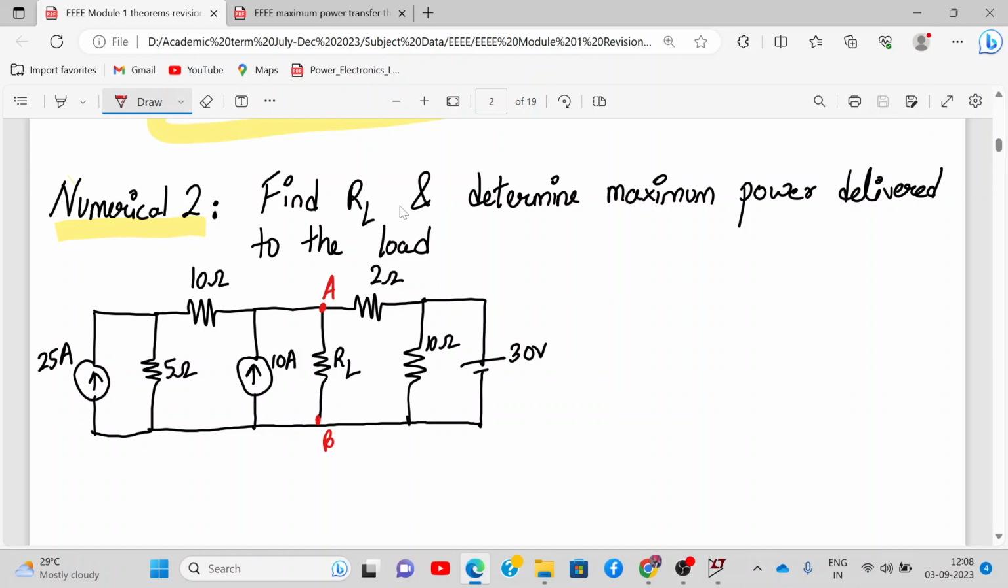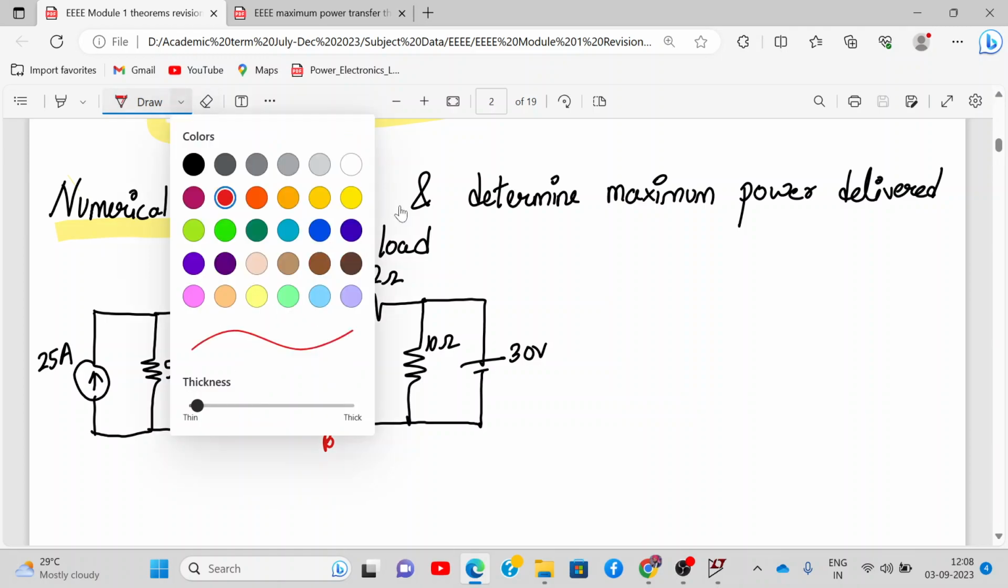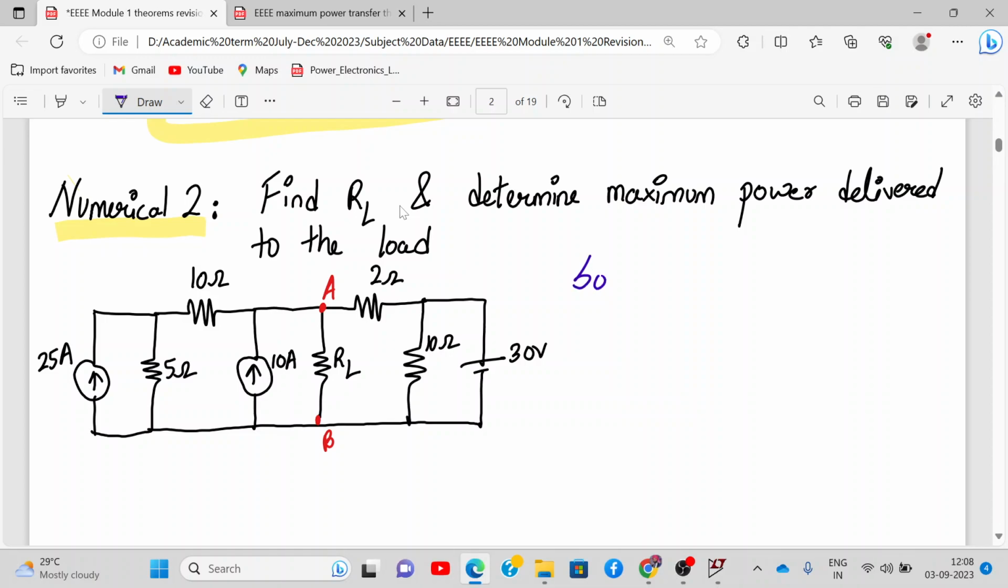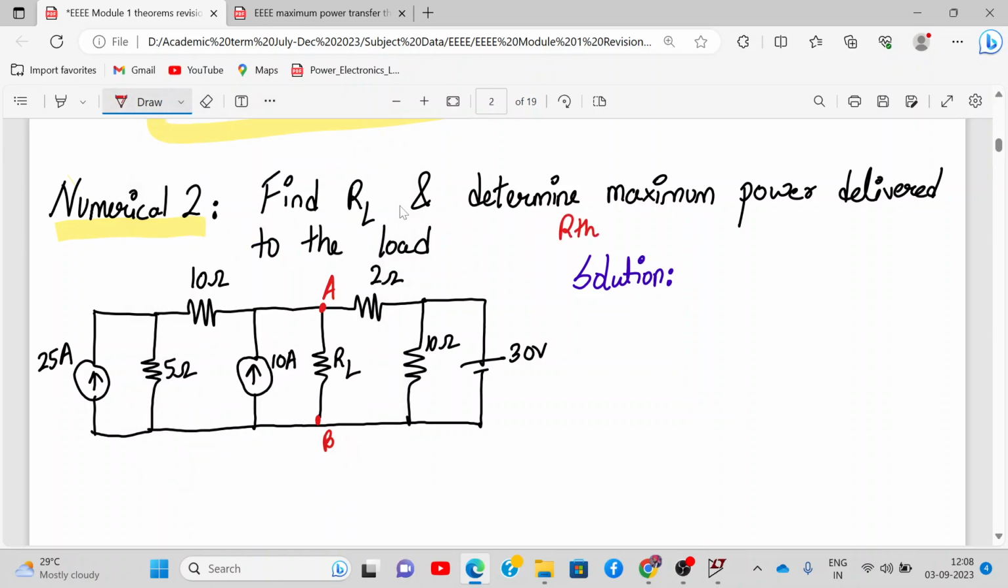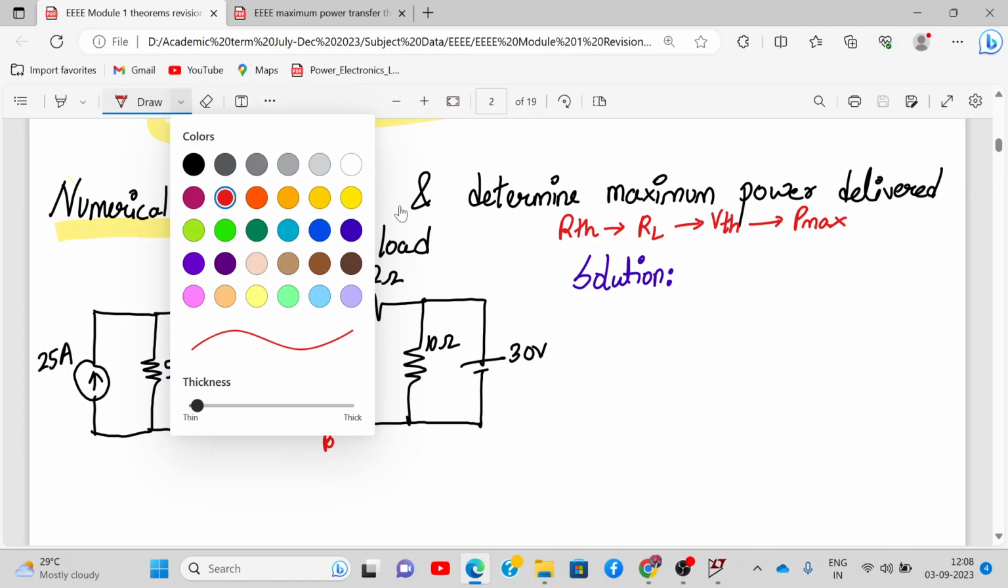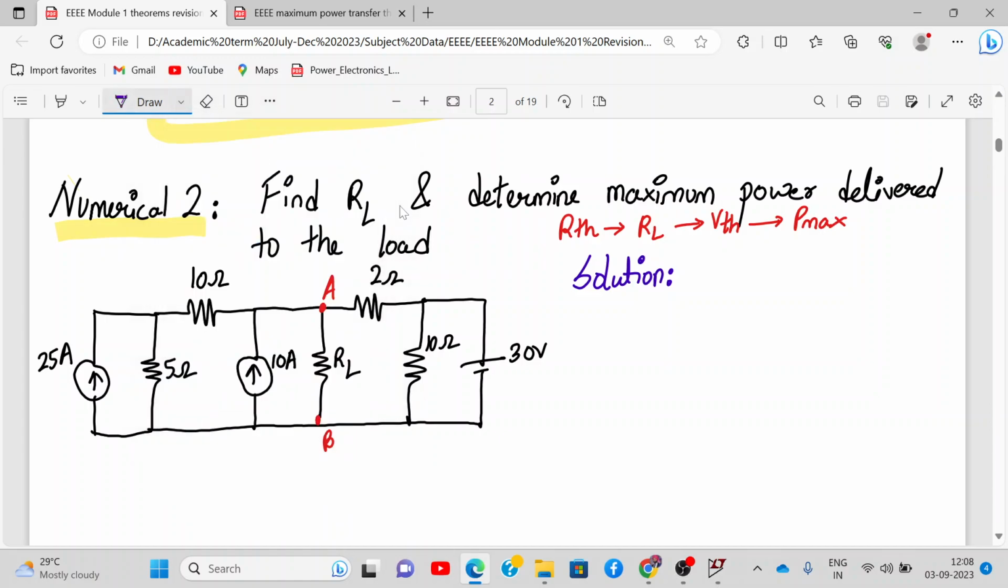So I'll give you 10-15 seconds more to note down the diagram, and we'll start solving over here. The solution pattern will be, first we'll calculate RTH, then we calculate RL, then we calculate VTH, then we calculate maximum power delivered to the load. So can we begin? Have you noted the diagram, everyone? Done, sir. Yes. Okay.